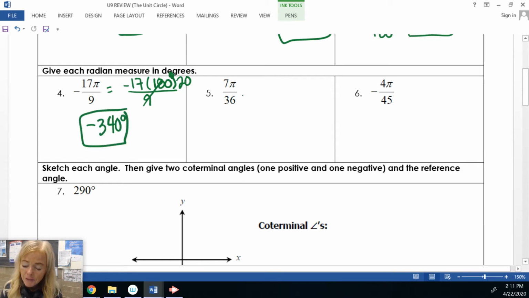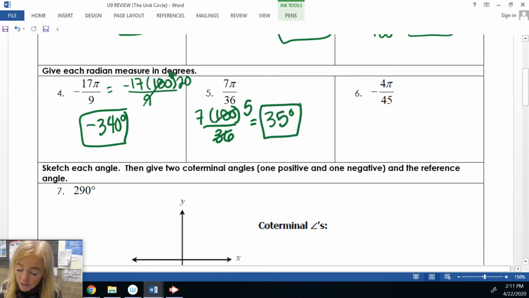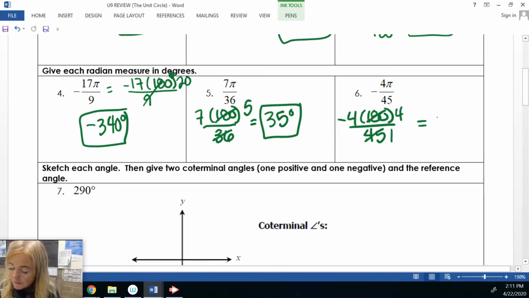Okay. Do the same with the next one. You just replace pi with 180. And then multiply through. Now, 180 is divisible by 36, so you can just divide 180 by 36, you get 5. 7 times 5 is 35. And now we're dealing with degrees, so make sure you get your degrees in there. Next one, negative 4 times 180 divided by 45. 180 is divisible by 45, so 45 into 45 is 1, 45 into 180 is 4, negative 4 times 4 is negative 16 degrees.